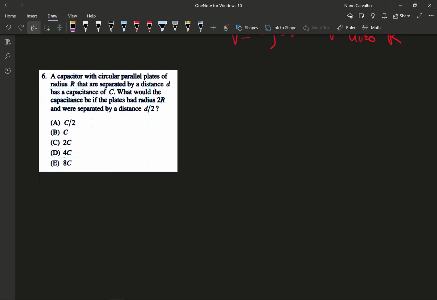Number 6, we're told that a capacitor with circular parallel plates of radius r that are separated by distance d has a capacitance of C. What would be the capacitance if the plates had a radius 2r and were separated by a distance of d divided by 2? Okay, so the formula here that's going to be useful is, once again, in your formula sheet, and it's this right here. This gives you the capacitance of a capacitor given its physical properties, more specifically the dielectric constant and also the area and the distance between the two plates. This is all we need, right? Only thing to know is that area of two circular plates is going to be given by pi r squared. So we can say that our formula is going to now look like this.